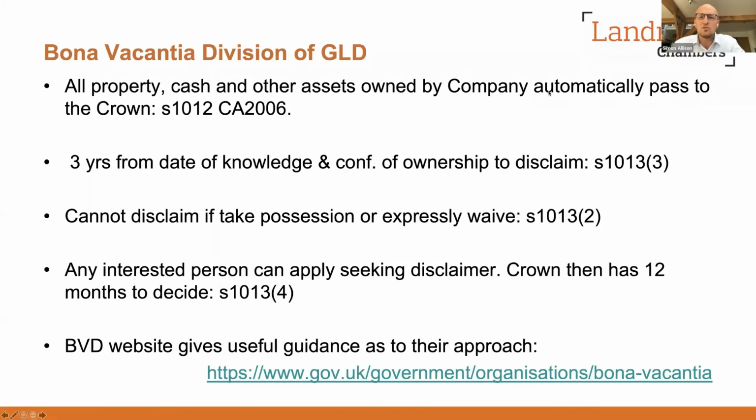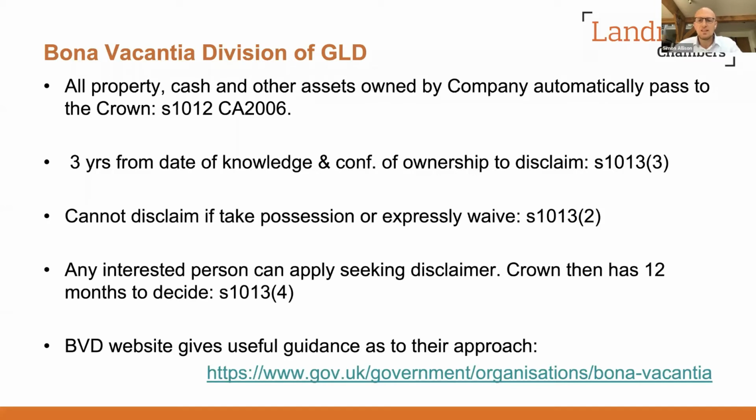That brings us on to, of course, the Bona Vacantia division of the Government Legal Department. And the starting point is that all property, cash, and other assets will automatically pass to the Crown. That's section 1012 of the Companies Act 2006. And where we're referring to sections in an act in this talk, we are talking about the Companies Act 2006 all the way through. The property that will automatically pass includes leasehold property, but it won't include property that's held on trust for someone else.